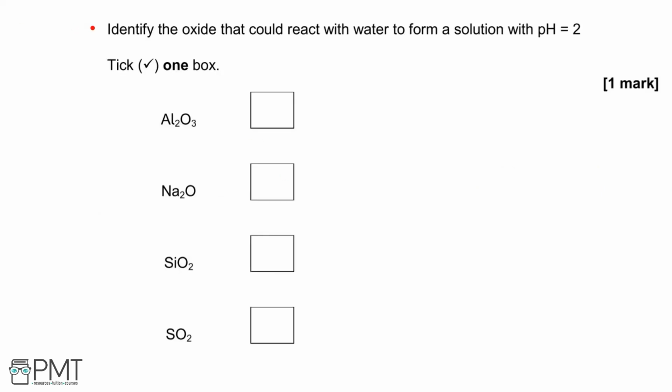Identify the oxide that could react with water to form a solution with pH equals 2. Tick one box. This question is worth 1 mark. All we need to do is just tick the correct box.